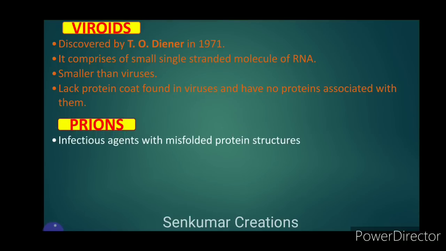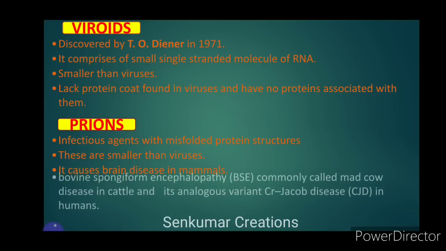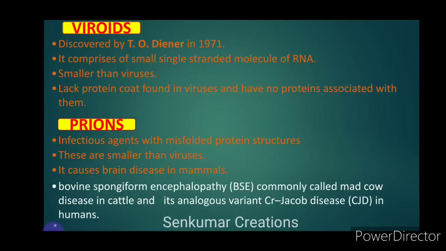Prions are infectious agents with misfolded protein structures, and these are smaller than viruses. They cause brain diseases in mammals, even in humans. Bovine spongiform encephalopathy, commonly called mad cow disease, in cattle, and its analogous variant, Creutzfeldt-Jakob disease, CJD, in humans. So these diseases are caused by prions, BSE and CJD.